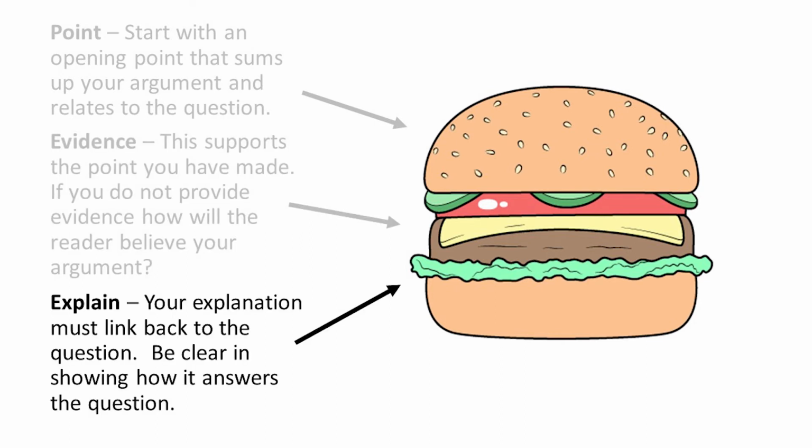And then finally we need to move on to an explanation. We've got to link our answer back to that question. We've got to make sure we show how it connects. Now, it might be obvious to you when you write it down, but you've got to make it obvious to the examiner as well. So be really clear in showing how your answer answers that question, how this paragraph links back to the question that is being asked.